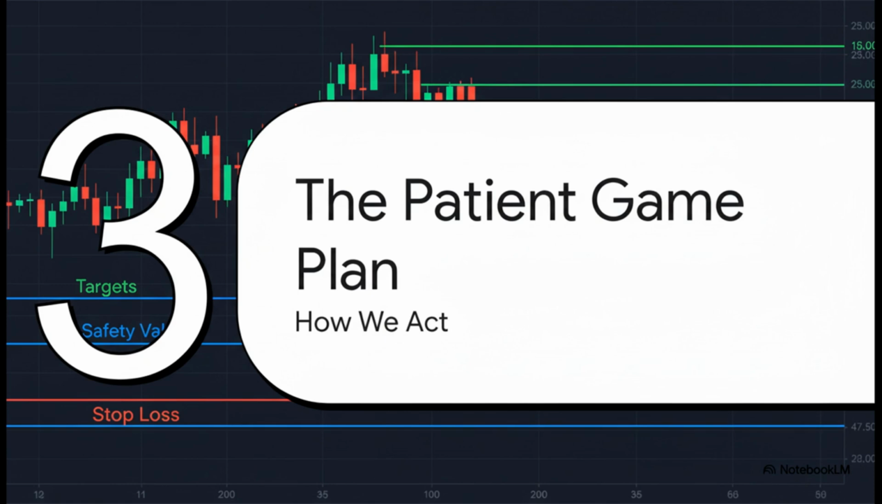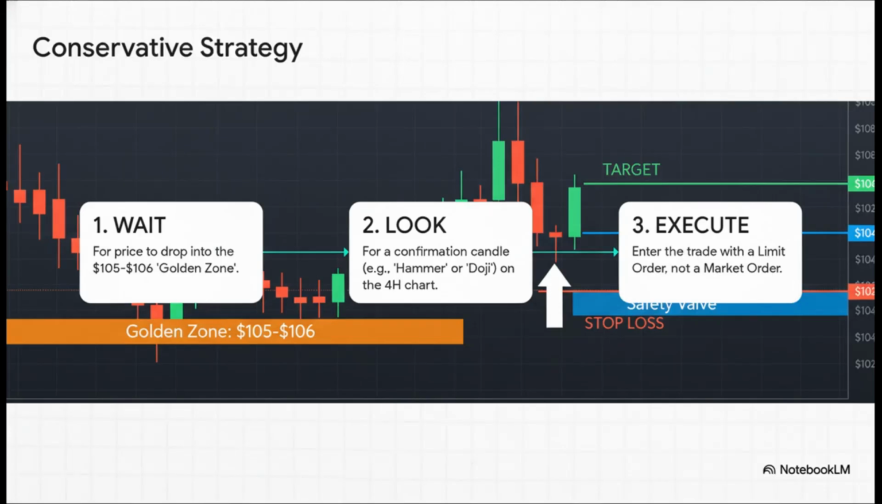So how do we put all this together into an actual game plan? Well, the key word, the one I want you to remember, is patience. We are not going to chase this stock down. We're not going to jump in just because it feels cheap. No, we're going to be disciplined. We are going to be patient and let the price come to us, to the exact level that we've decided on ahead of time. Our strategy is really simple, just 3 conservative steps.